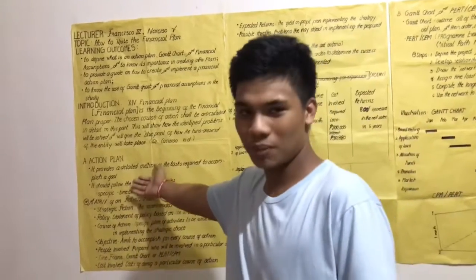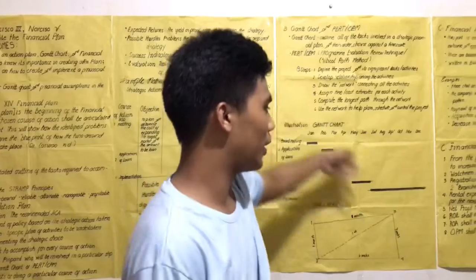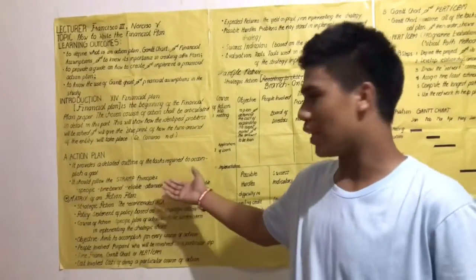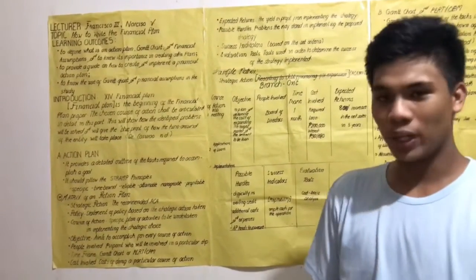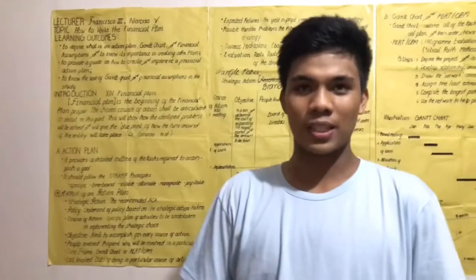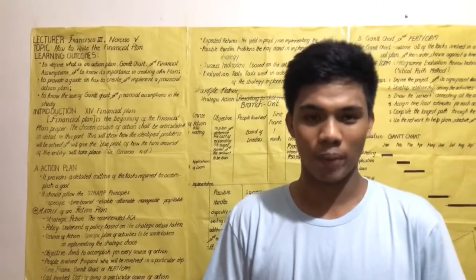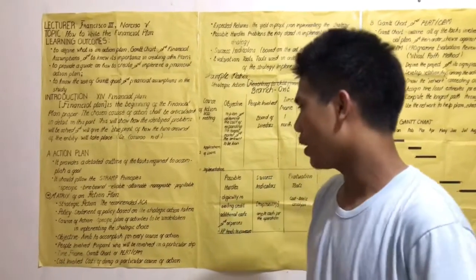So that is the action plan. Second is the Gantt chart or the PERT or CPM chart, and third is financial assumption. So let's start with an action plan. An action plan is defined as a detailed outline of the tasks required to accomplish a goal. It breaks down the process into actionable steps based on the given time frame.